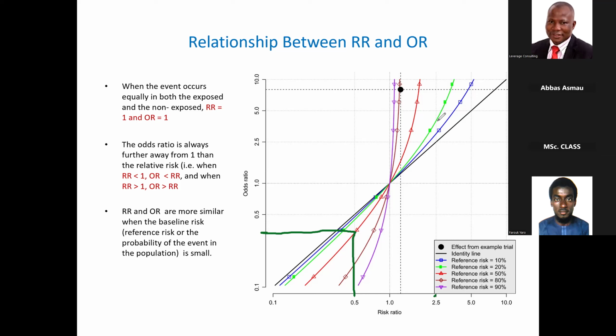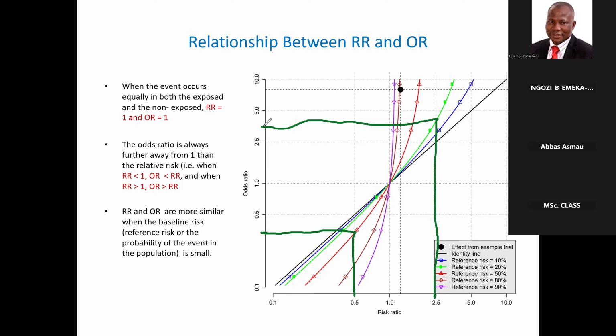Let's use this one. Let's look at that green graph. When relative risk is 2.5, let's look at the corresponding value. Is it not greater than 2.5? Yes. Can you see now? So in this situation, the relative risk is greater than 1, and the corresponding odds ratio is greater than the relative risk. When the relative risk is less than 1, the corresponding odds ratio is less than the relative risk.